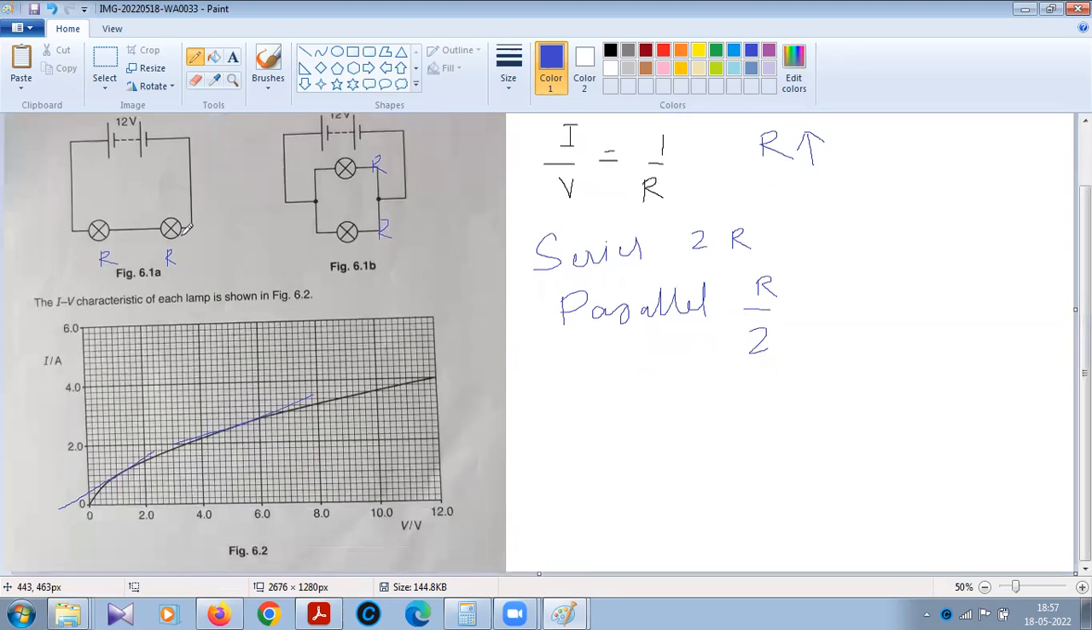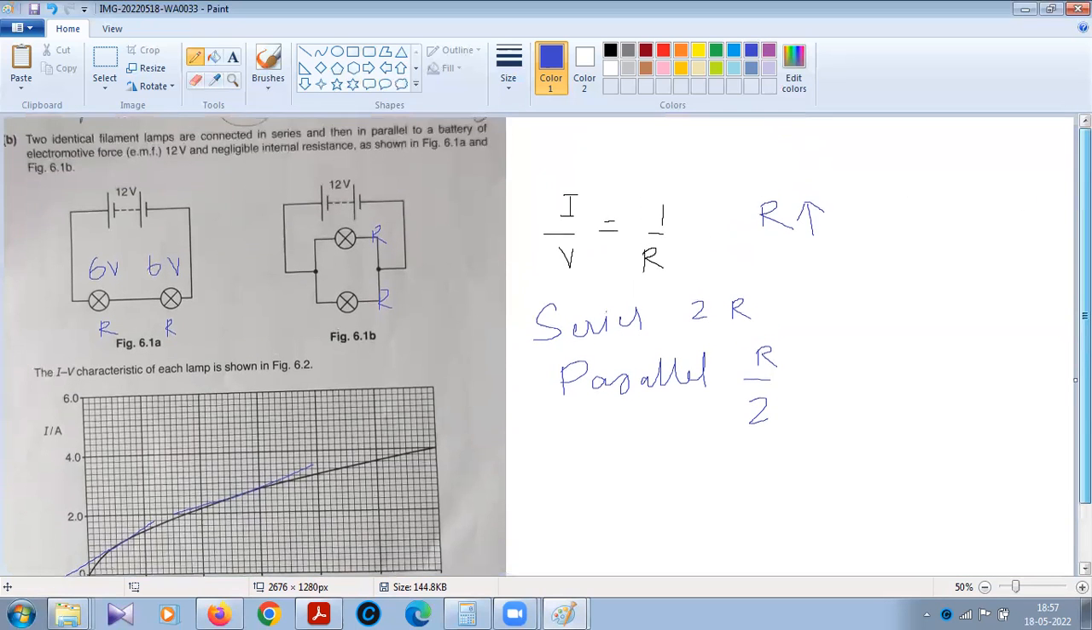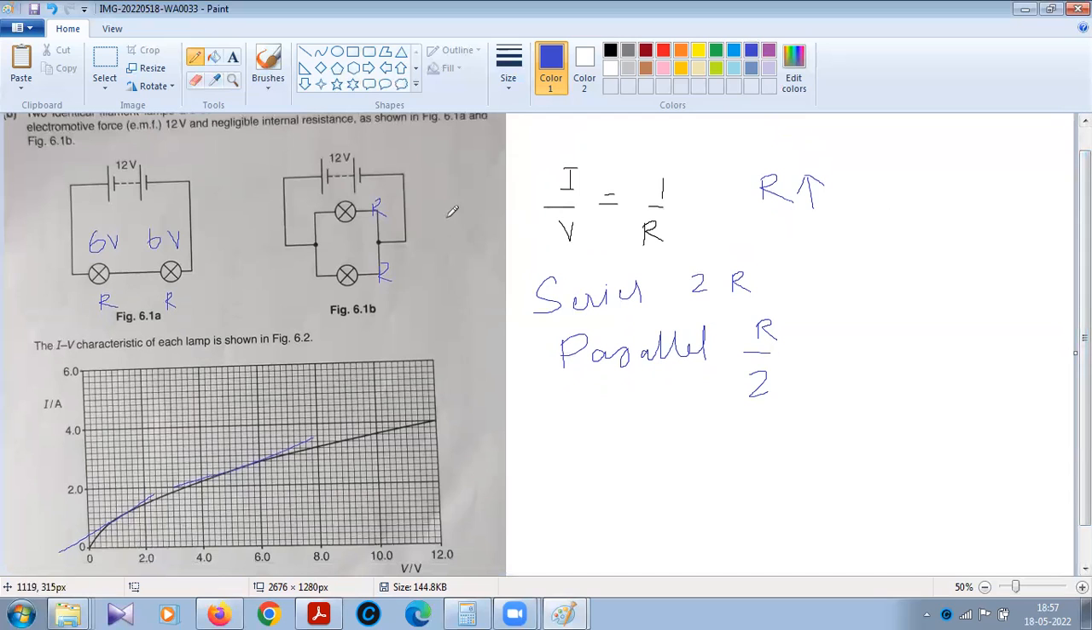Can you go back to the question for a second? See, I will discuss this whole question. This is 12 volts here. This is the resistance R, this is the resistance R. So the potential gets divided: 6 volts across this one, 6 volts across this one. And in the case of parallel, the same voltage will appear here. Both will have 12 volts, 12 volts across here and 12 volts across here.